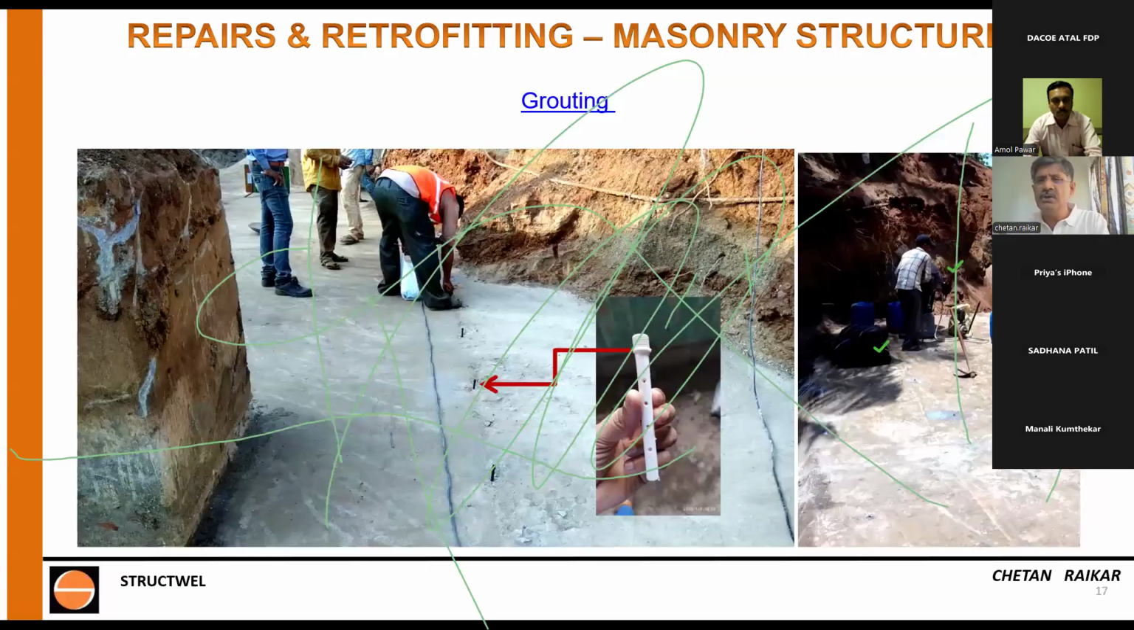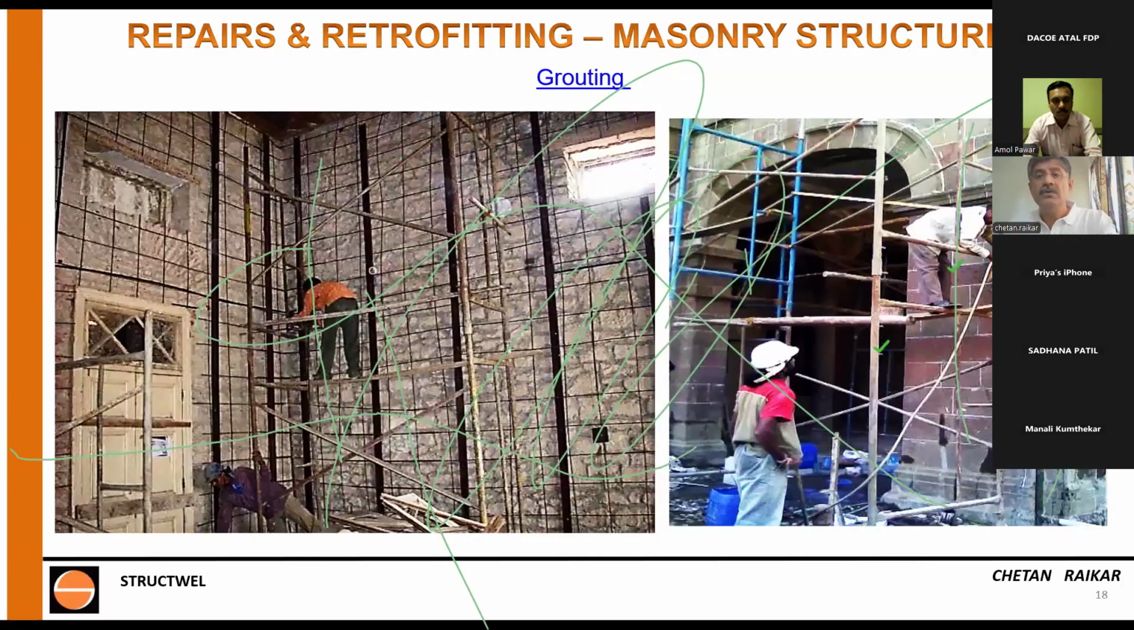I'm sure you all know about it, but grouting is a very simple yet very complicated system which requires a huge amount of experience. You can see this slide in which we are doing grouting. As someone said, this is polymer grouting being done in an ashlar stone masonry wall.